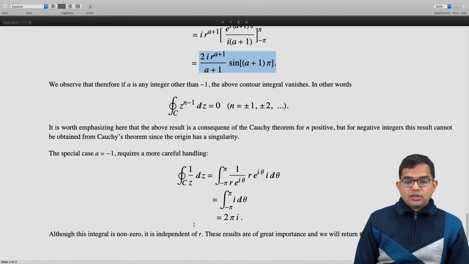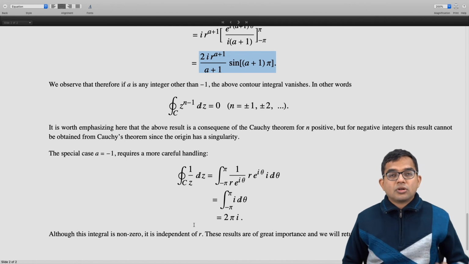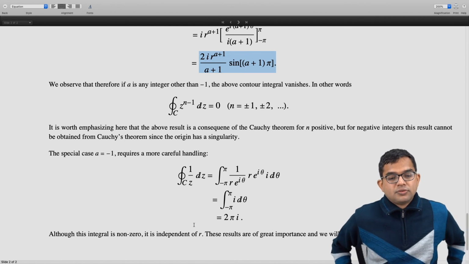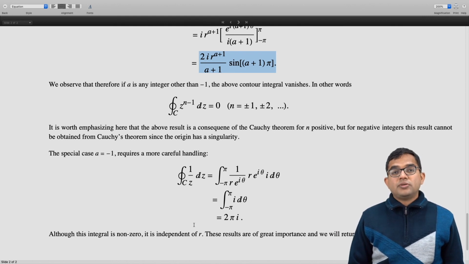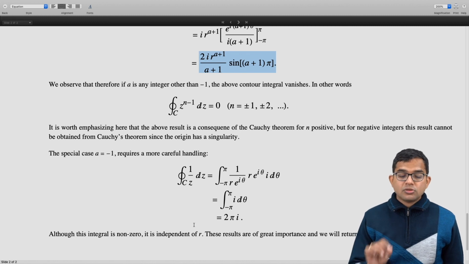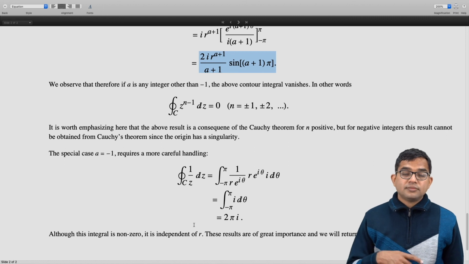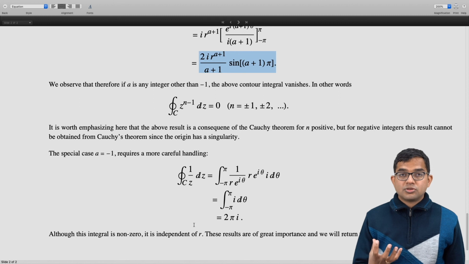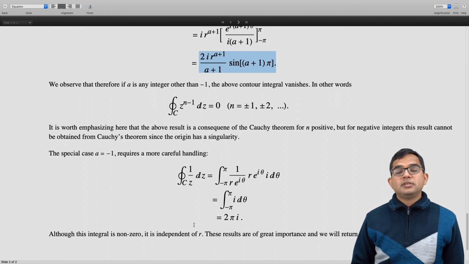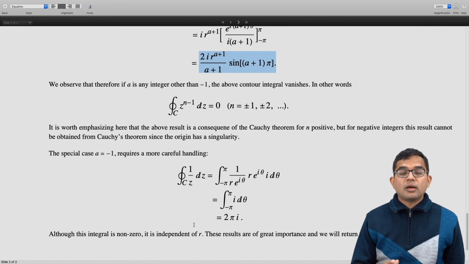and then the final answer is 2 pi i. So these results, the contour integral of the function z to the n minus 1 dz being 0 for all integer values, positive and negative but not 0, and also the fact that the contour integral of 1 over z dz, where the contour encloses the origin, is 2 pi i, are results of great importance, and so they have applications which we will return to at a later time, right?